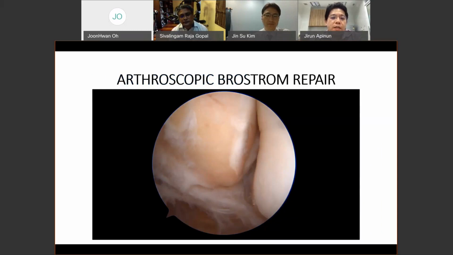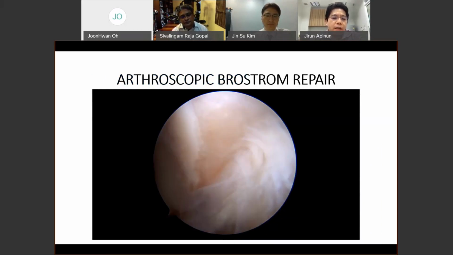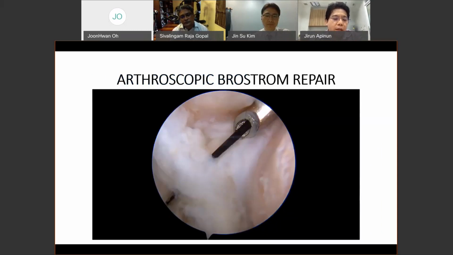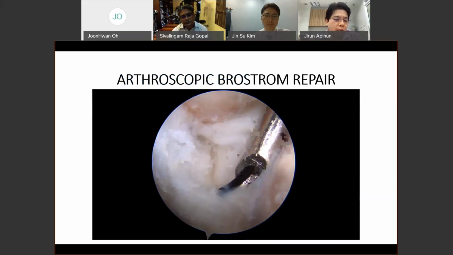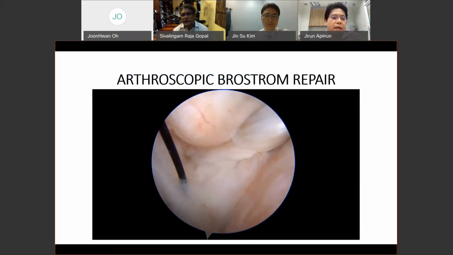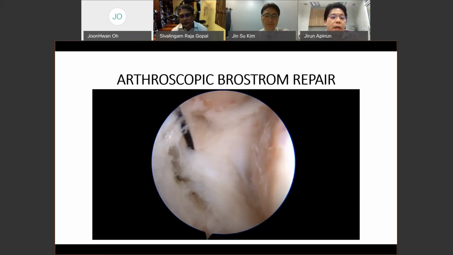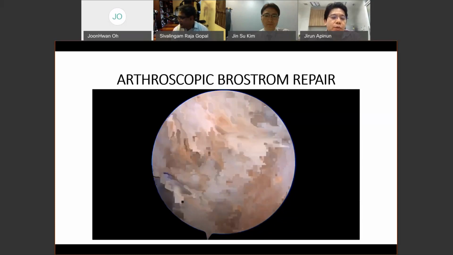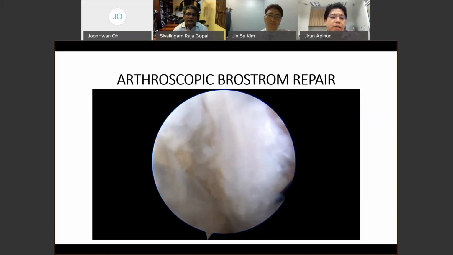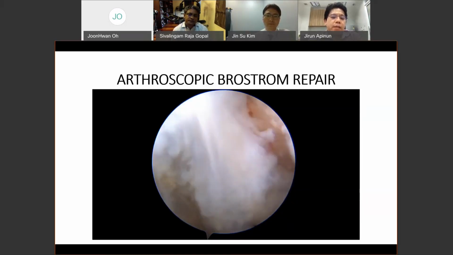Okay. We can see that the attachment of the ligament is really detached, and the quality is still okay, but it looks like the hammock underneath has fallen down. So I use the suture, put the suture as a shuttle first, try to grab the thick tissue as much as I can.